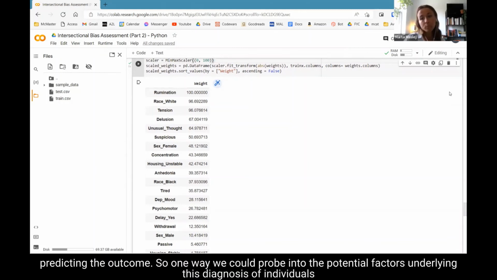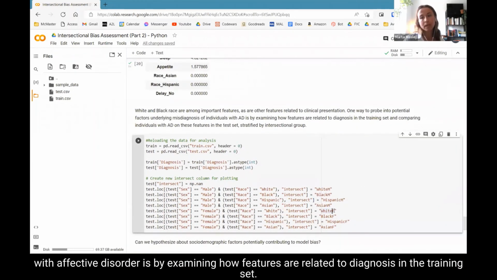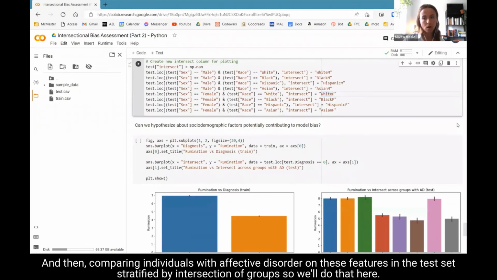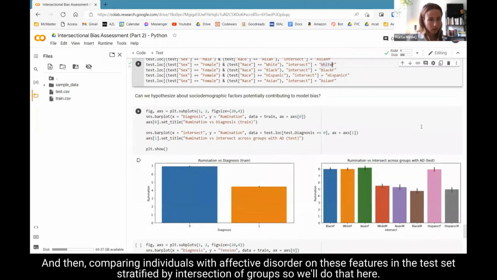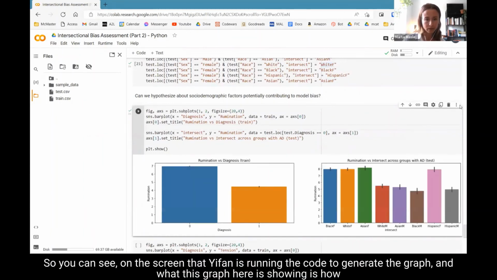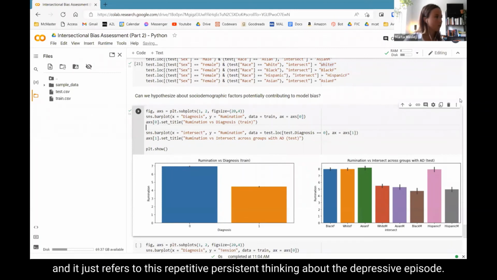So one way we could probe into the potential factors underlying misdiagnosis of individuals with affective disorder is by examining how features are related to diagnosis in the training set, and then comparing individuals with affective disorder on these features in the test set stratified by intersectional groups. So we'll do that here. You can see on the screen that Ethan is running the code to generate the graph. And what this graph is showing is how rumination, which is a cognitive feature of depression, and it just refers to this repetitive, persistent thinking about the depressive episode.